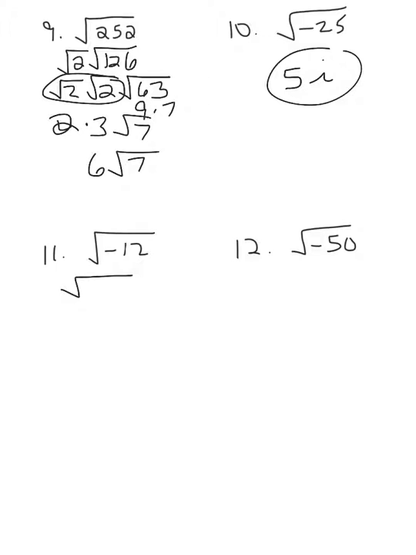Negative 12: you've got a 4, you've got a 3, and then you've got the negative 1. Well, the 4 comes out as a 2. The negative 1 comes out obviously as an i. And radical 3.